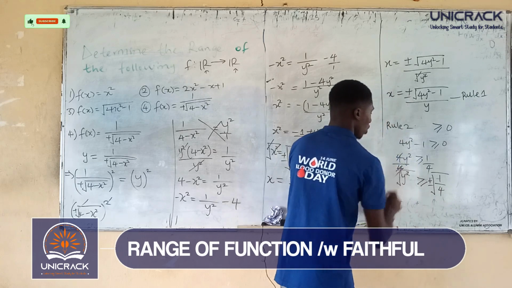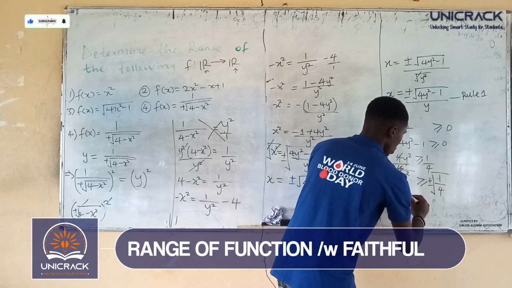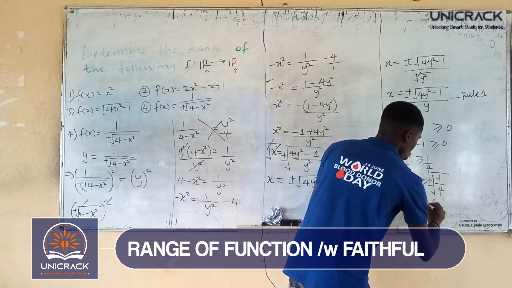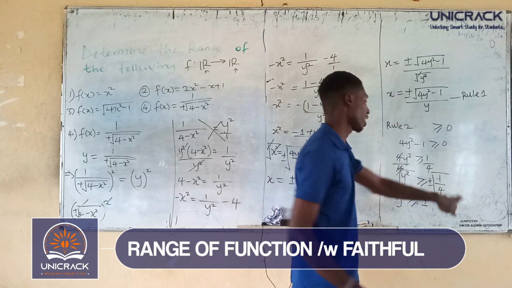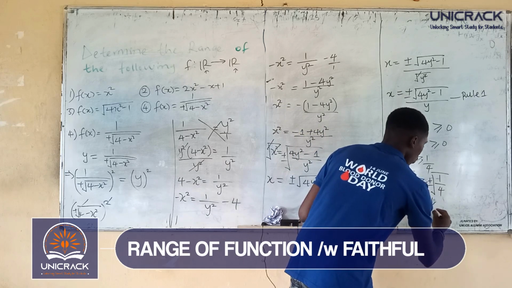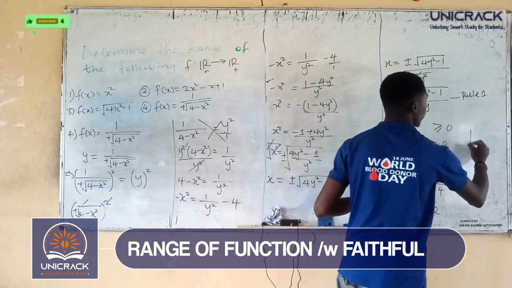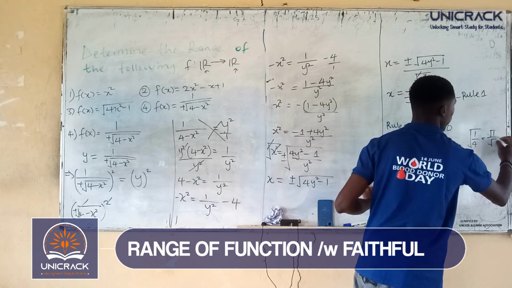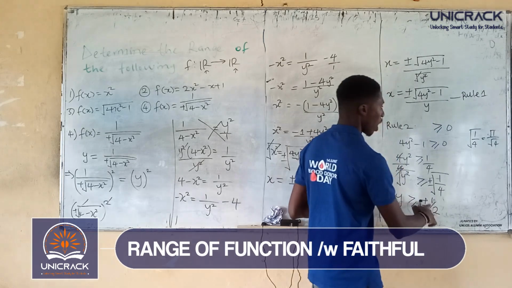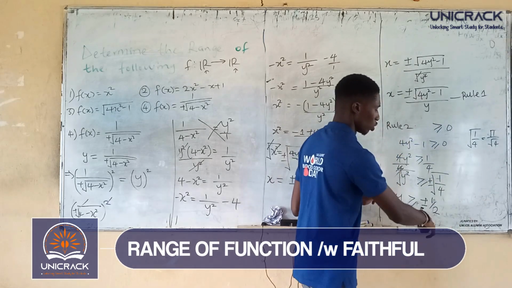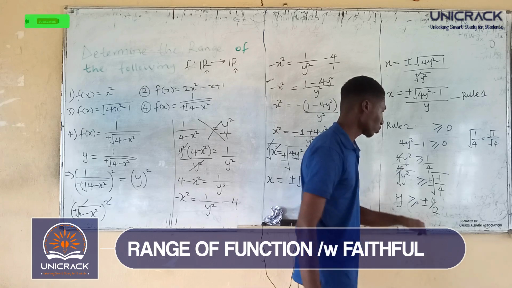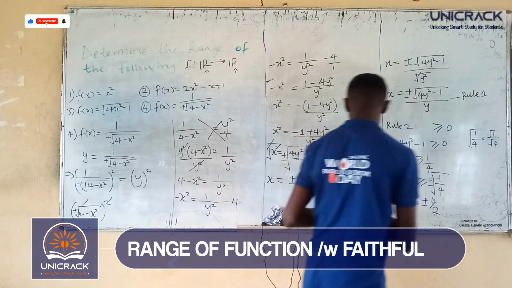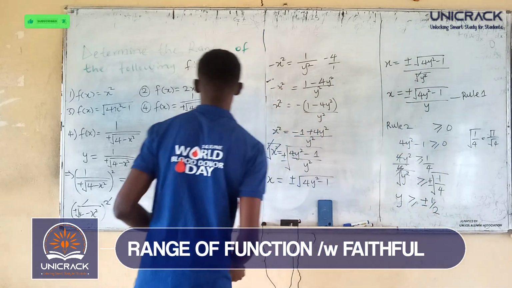This will cancel out this, and we have y to be greater than or equal to plus or minus, and I'd already explained this earlier, so here will be 1 over 2. How is it 1 over 2? I'll repeat myself again. This is square root of 1 over square root of 4. Square root of 1 is 1. Square root of 4 is 2.